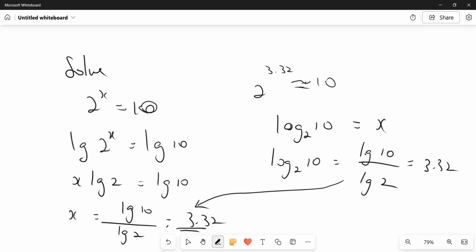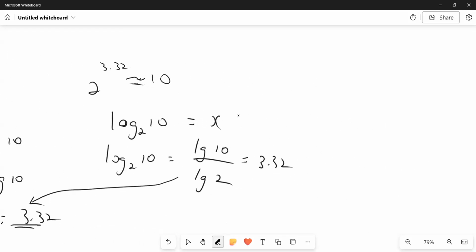You don't have to use log. You can use ln too. You can use ln, right? From here, use ln to get the same answer. Yes, ln 10 over ln 2 should be 3.32. It's the same thing. Yeah, you've got to get the same thing.